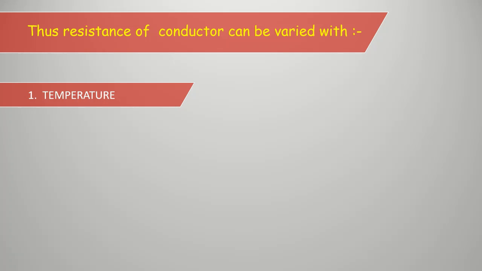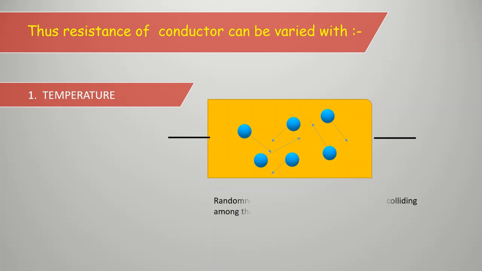First point, that will be the temperature. As you can see here, this is a piece of conductor and few electrons are present. These blue lines are the random motion of the electrons, and as I have said, it is a random motion, so it will be along any direction.